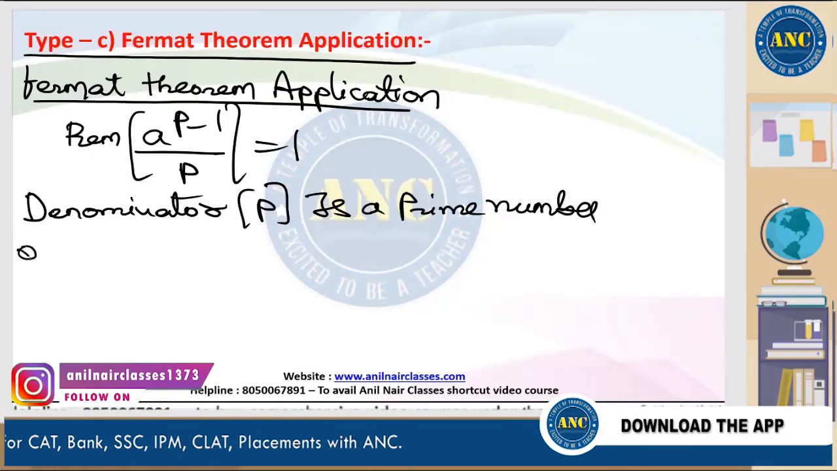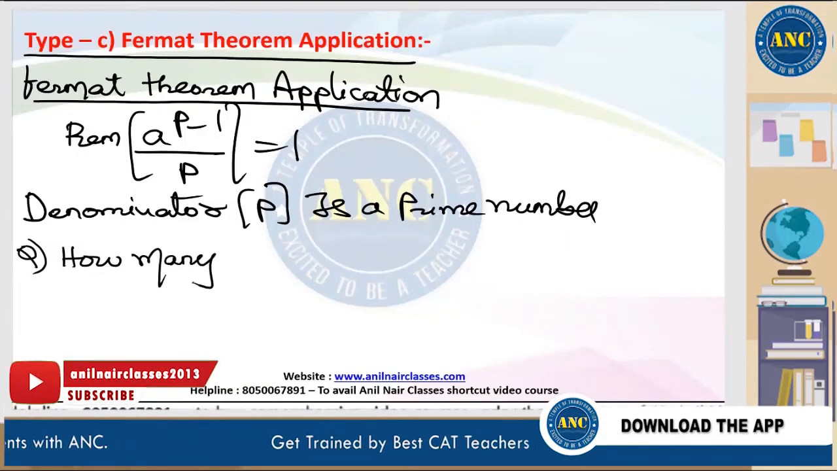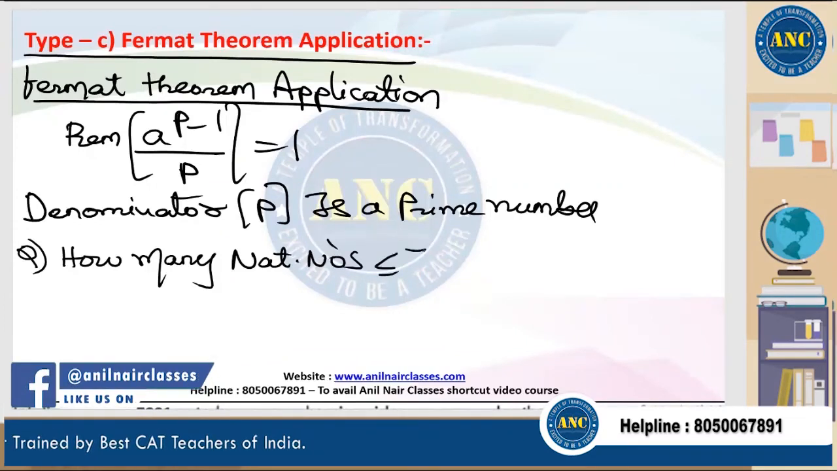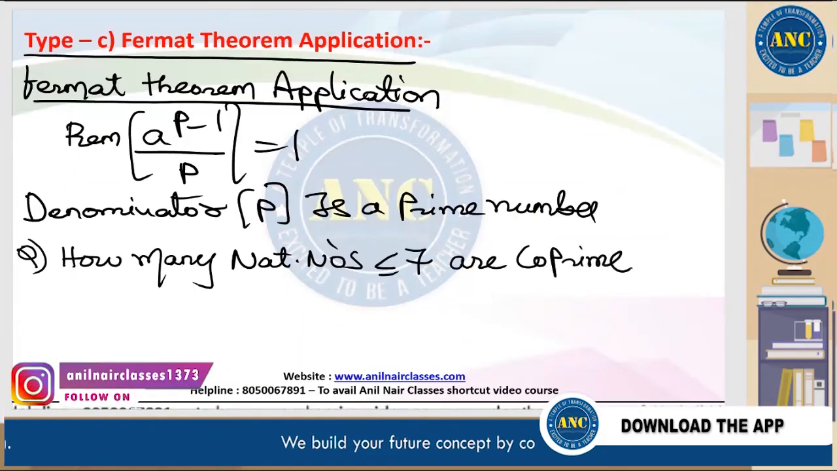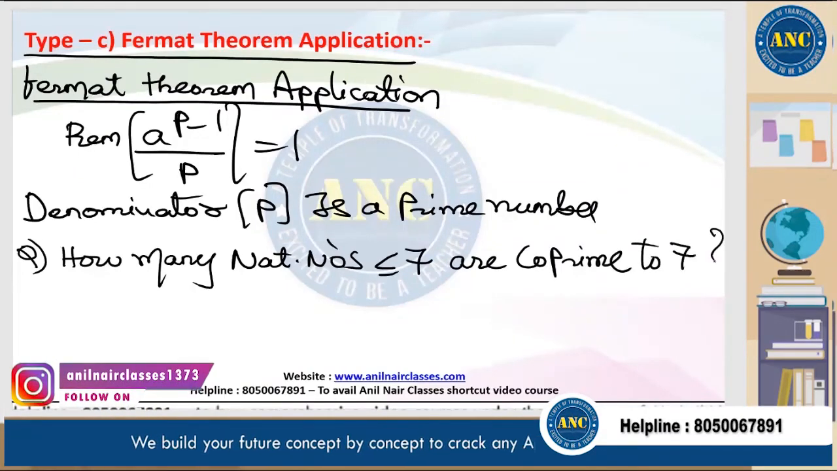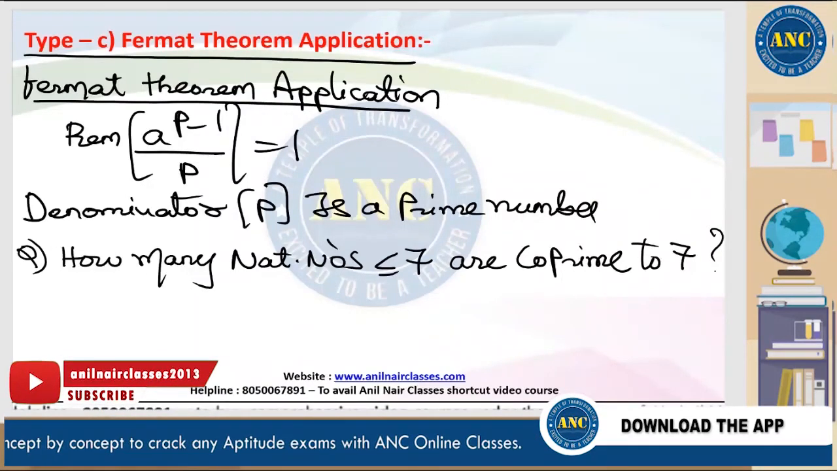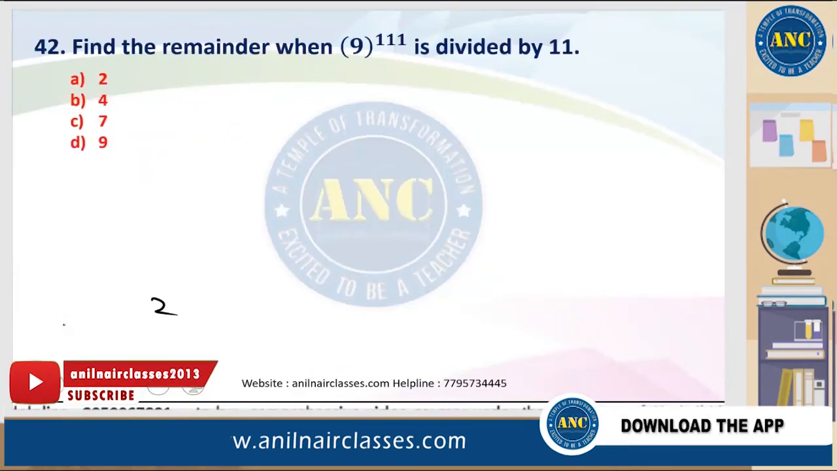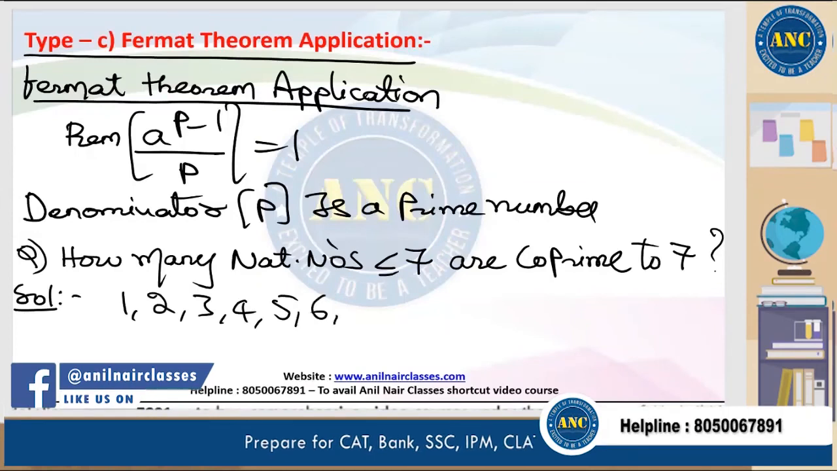It is nothing but, suppose for example, how many natural numbers less than or equivalent to 7 are co-prime to 7? If I ask you the same question, instead of a composite number, if I write a prime, now easily you will understand why it is p minus 1. What are all the natural numbers? Natural numbers are 1, 2, 3, 4, 5, 6, 7.